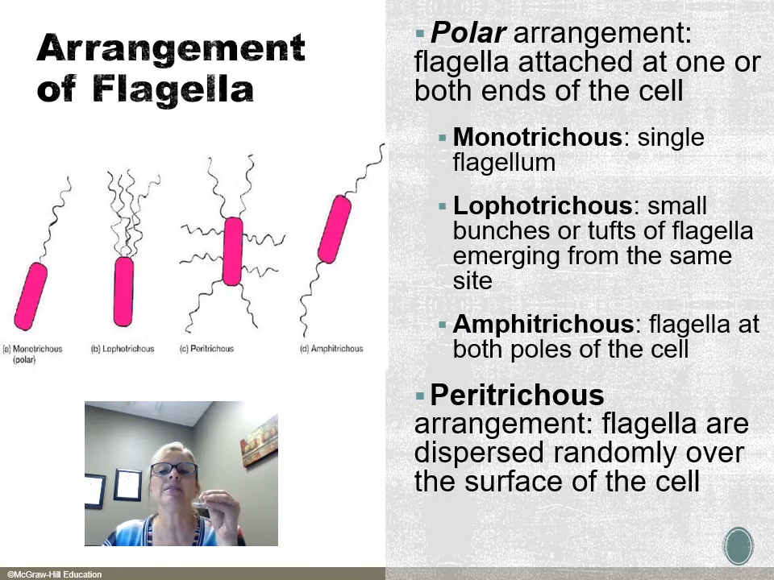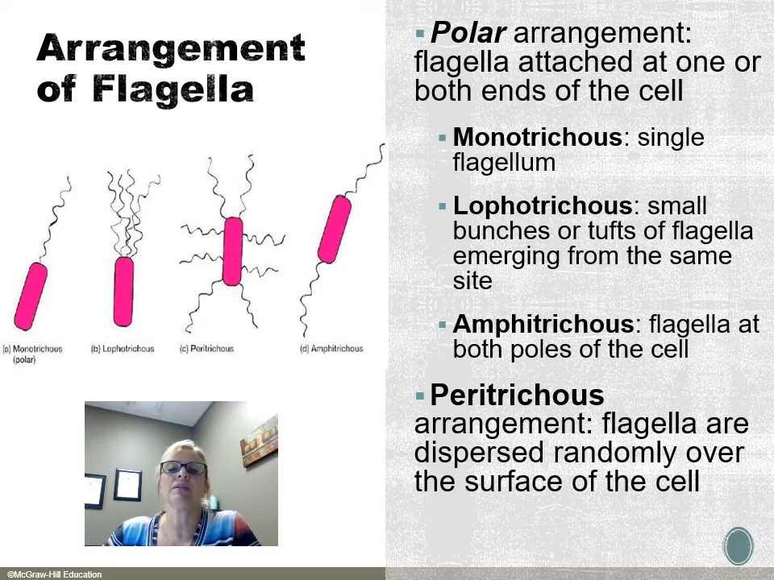They can be found on the ends, okay? So if it's on the ends of a rod-shaped cell, then that would be called polar. So think of poles. What does Earth have? It has two poles, a North Pole and a South Pole, okay? So polar means on one or both sides. They can also have them all the way around the cells. All right, so in a polar arrangement, and these first few ones are polar, flagella are attached at one or both ends, and we have three types of those.